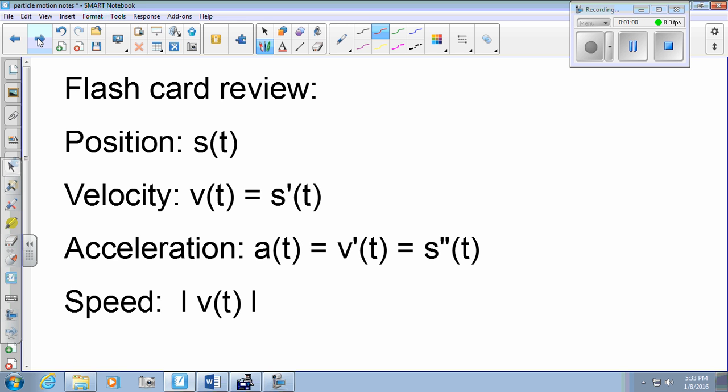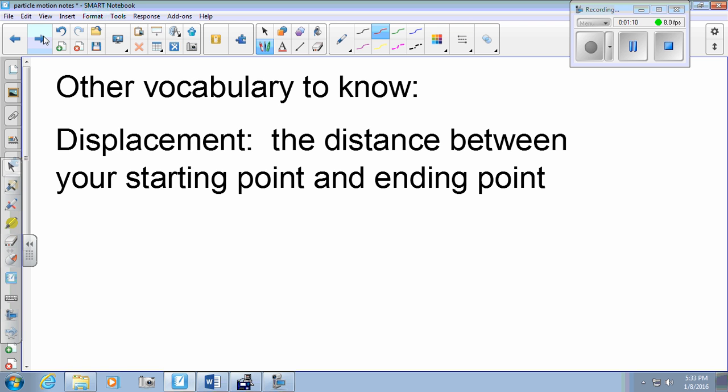Speed is denoted as the absolute value of velocity. So speed does not take into account positives or negatives. Okay, another vocabulary term you will need to know is displacement. And your displacement is the distance between your starting point and your ending point. So wherever I started from to where I stopped, the distance between those two things.